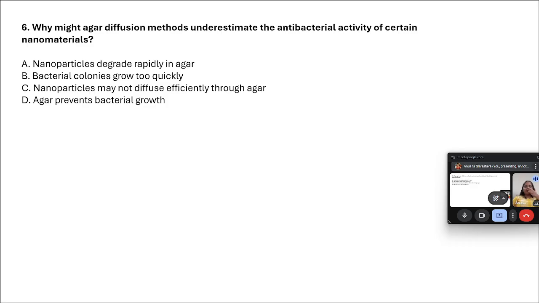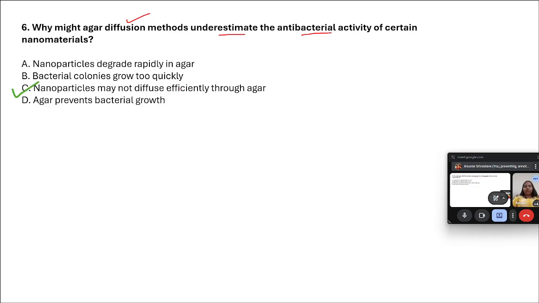Okay, last question for this one. Why might agar diffusion methods underestimate antibacterial activity of certain nanomaterials? Now we have time and again discussed this particular point, that why some of the antibacterial agents, if their activity is tested through agar diffusion method, they can underestimate the antibacterial activity.